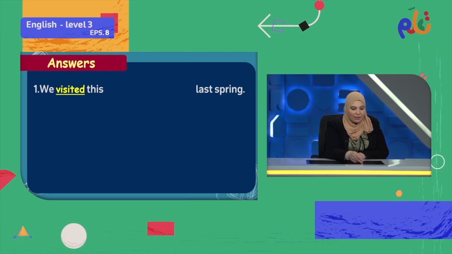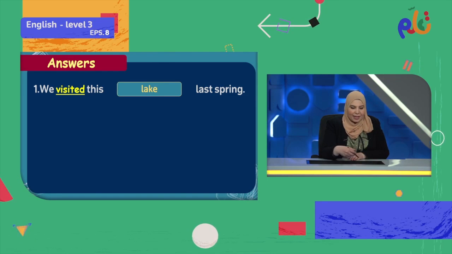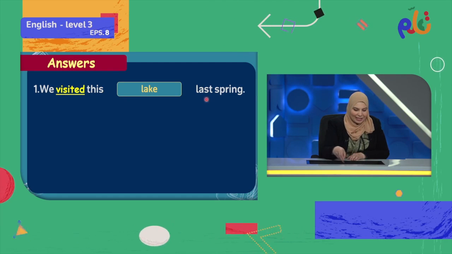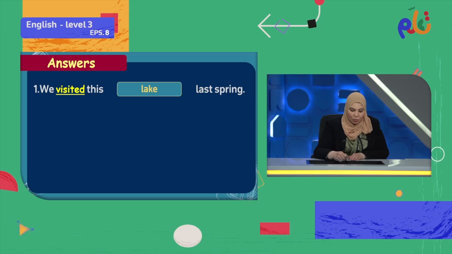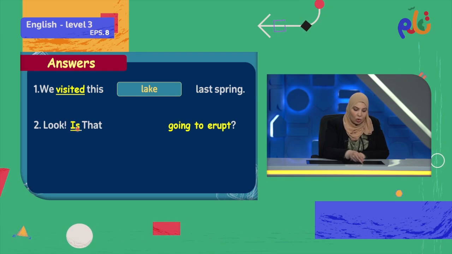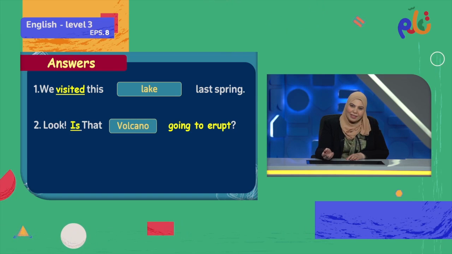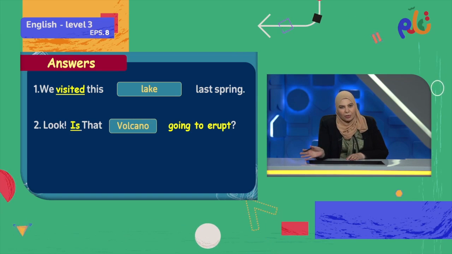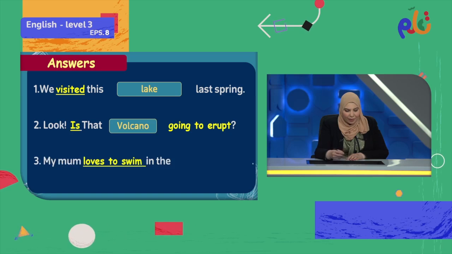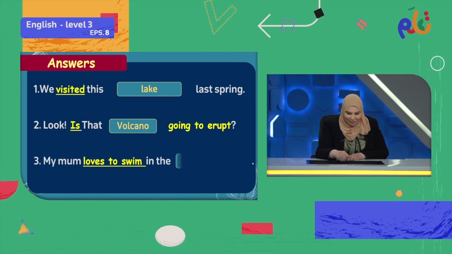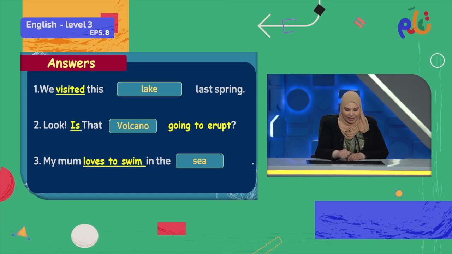Okay, so let's look at the answers. Like we said, we visited this lake last spring. And the second one, if it's a question, look, is that volcano going to erupt? Or if it's a sentence, look, that volcano is going to erupt. Both are fine. And my mom loves to swim in the sea, like we said.